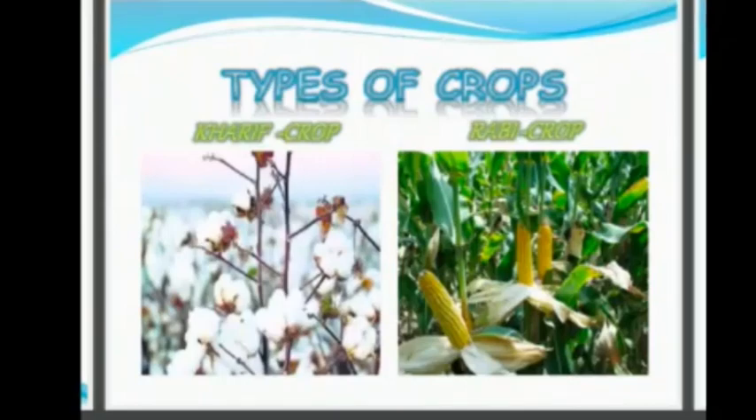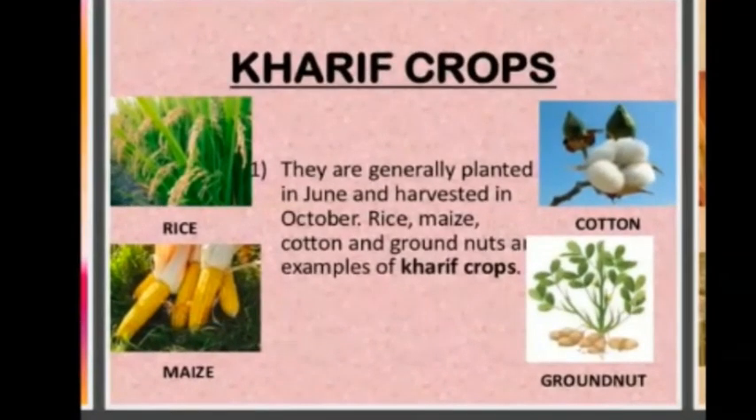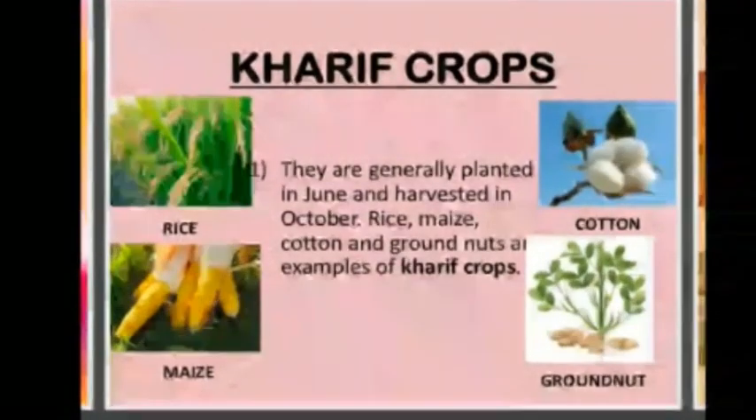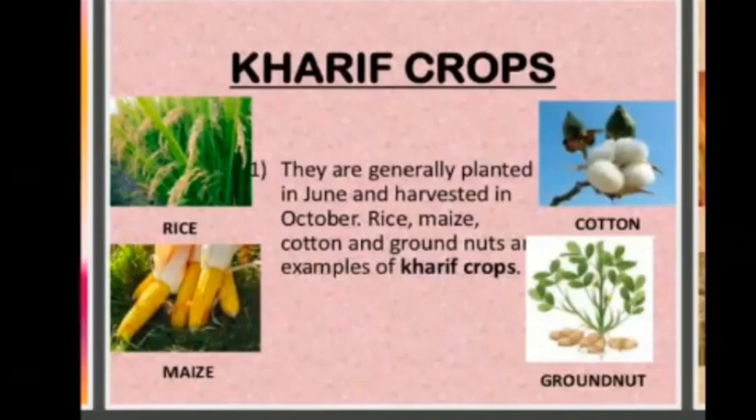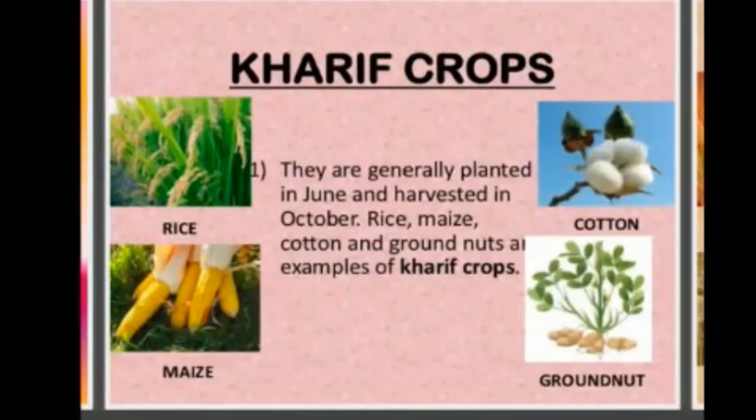First are Kharif crops. Kharif crops are sown in the rainy season. Why are they sown in the rainy season? Because they require a lot of water. They are generally planted in June and harvested in October. Especially plants like rice, maize, cotton, groundnuts.